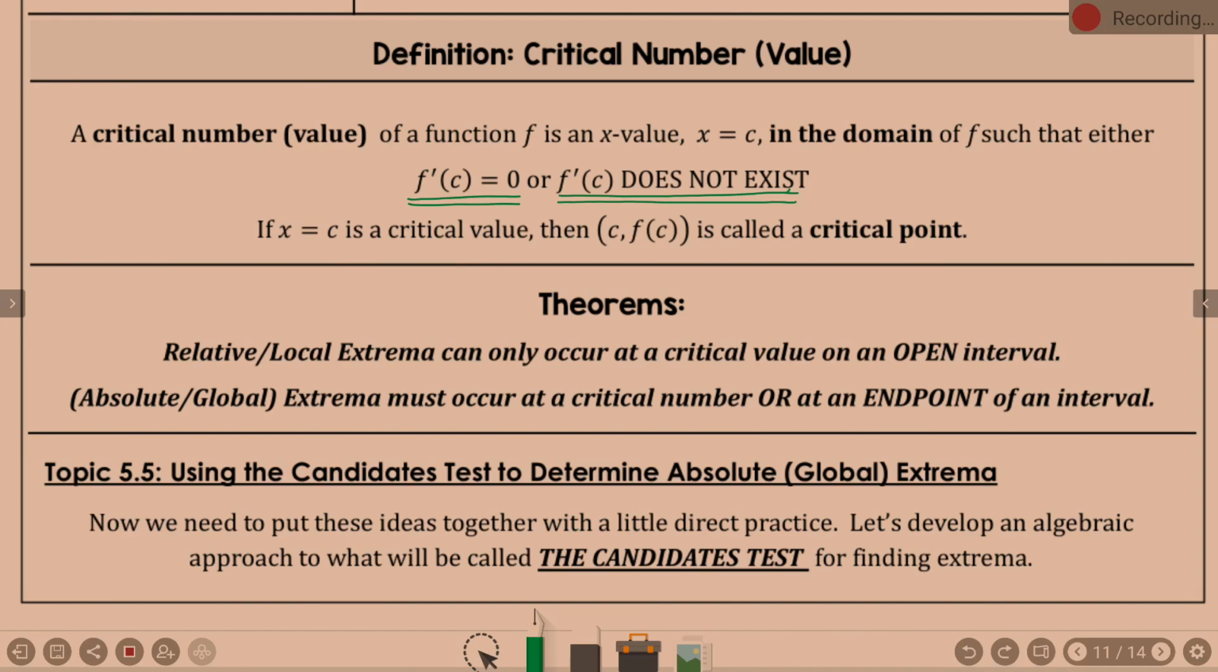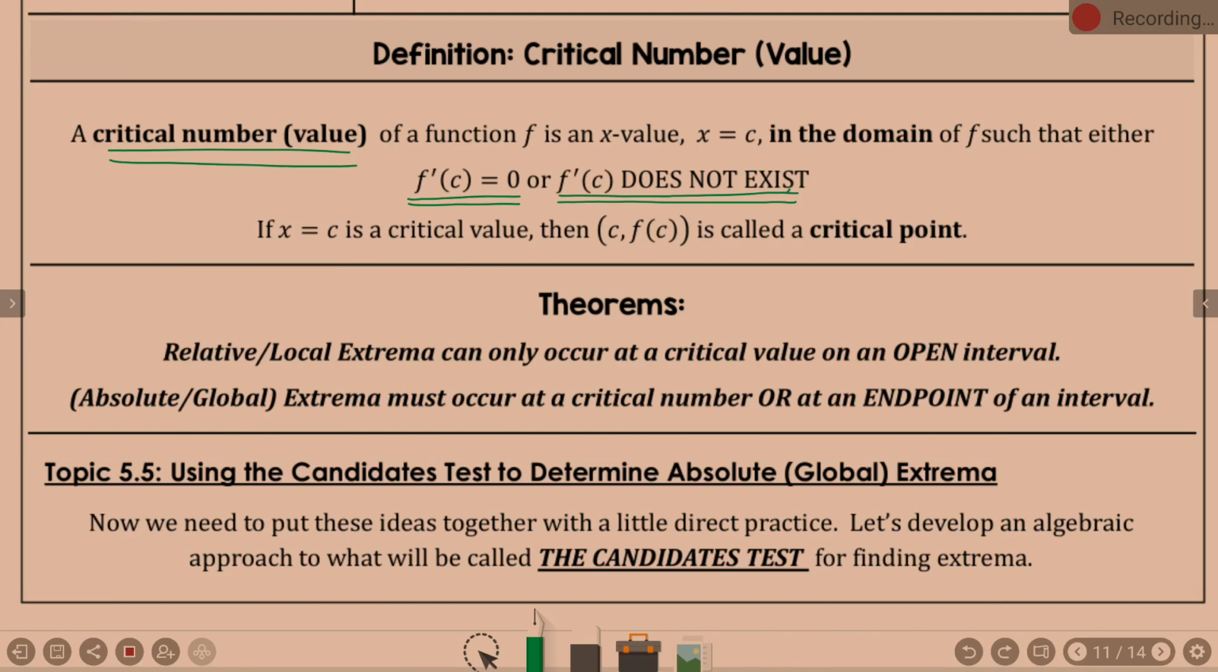Okay, so critical number or critical value happen at one of two times. When the derivative at that point equals 0, or the derivative at that point does not exist. Okay? The most often thing we talk about is when does the derivative equal 0. That's going to be the big one. Derivative does not exist.